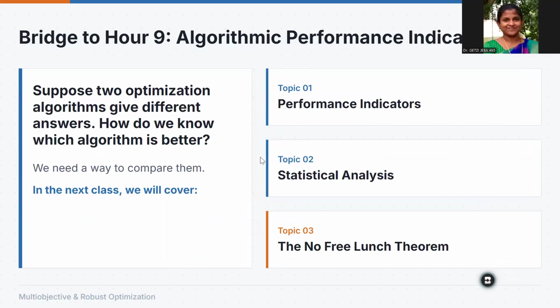So now this is about optimization. In the next chapter, or the next hour, we'll be discussing how this optimization can be evaluated, that is, the performance indicators. Then we will also discuss statistical analysis and the introduction of the no free lunch theorem.